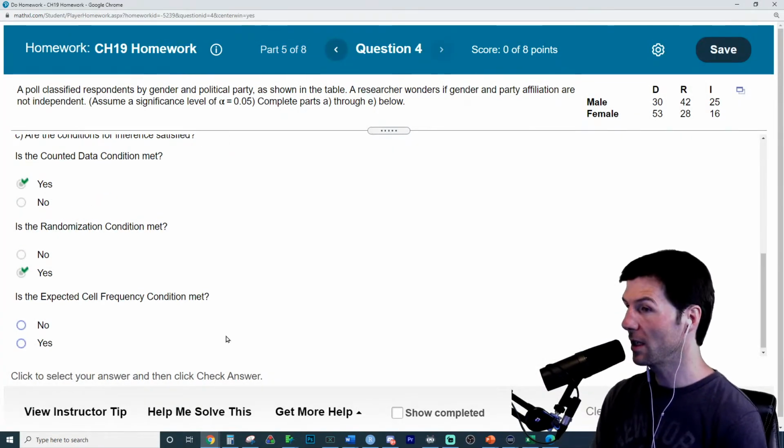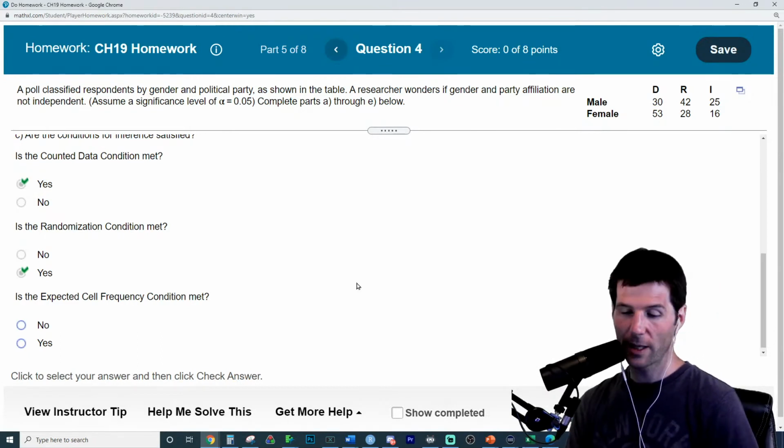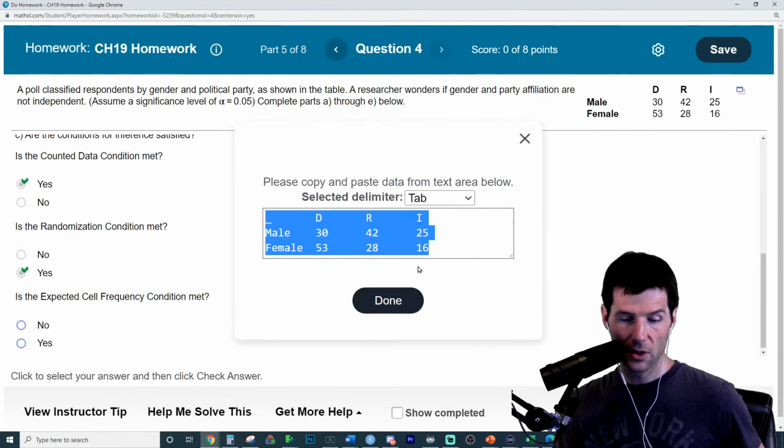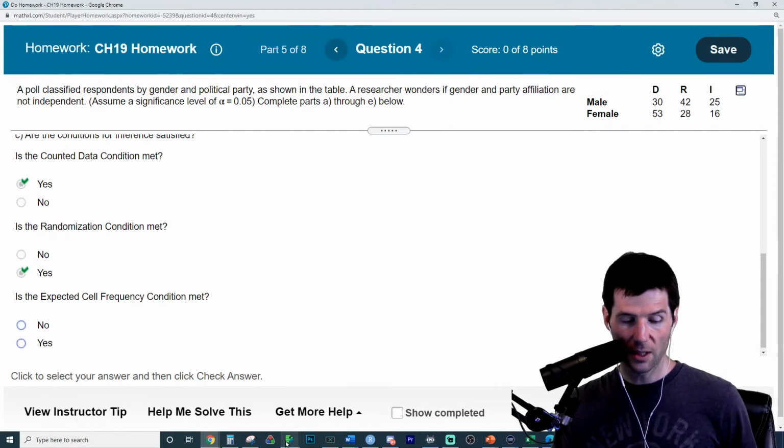The expected cell frequency. Now, this is a tricky one. We're actually going to go ahead and solve this. The expected cell frequency. Let's go ahead and copy to clipboard. And this is where we are actually going to put it into JMP and solve a lot of the work. So we're copying it to the clipboard right now.